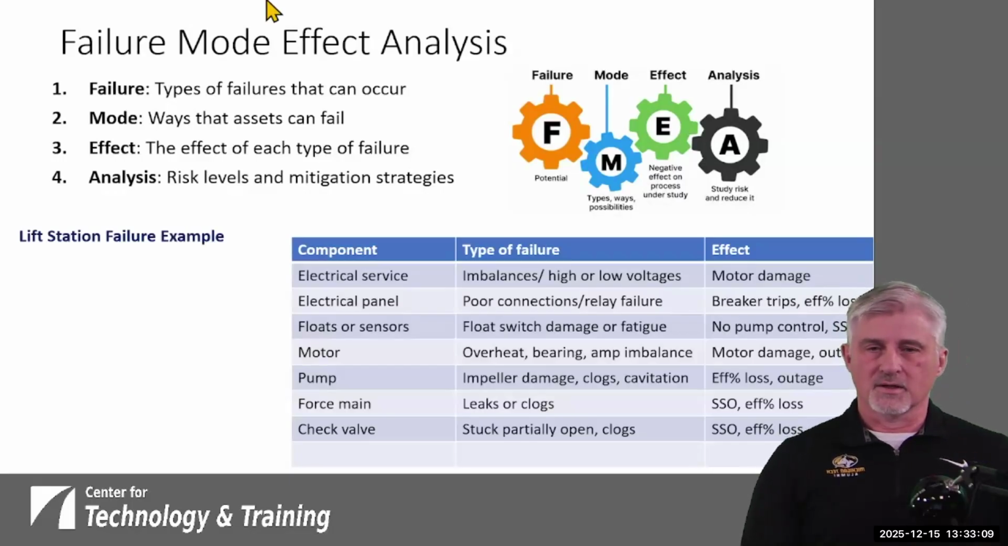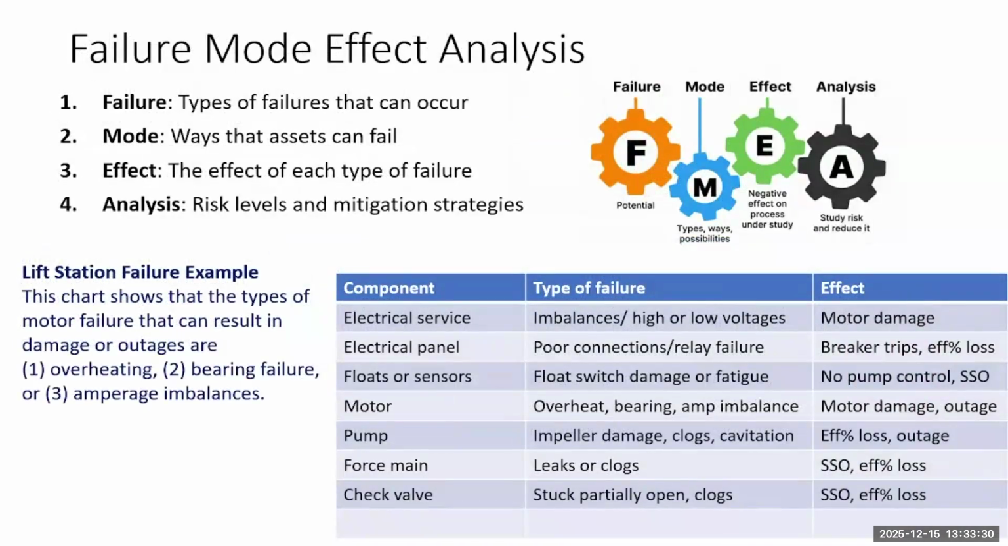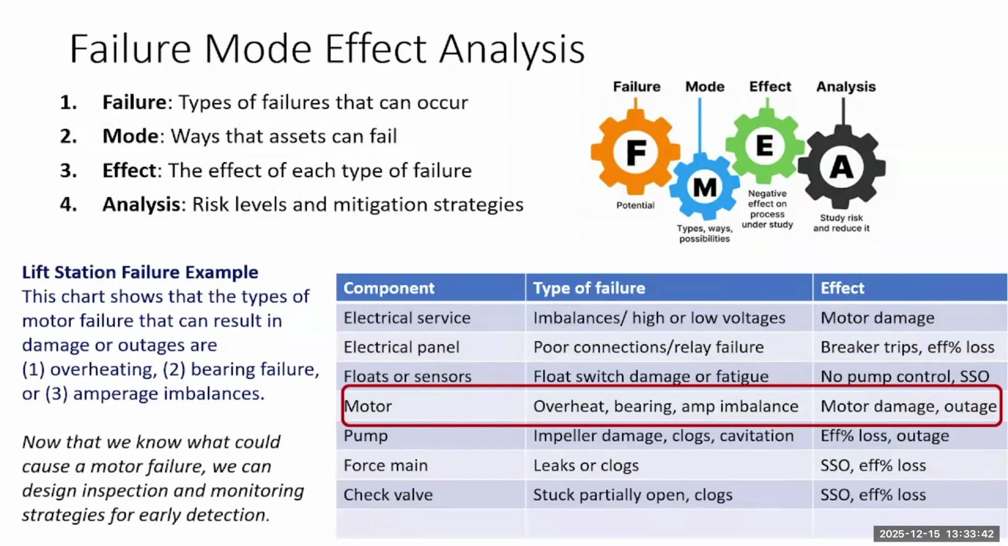So in the example of a lift station, here we have the electrical service. We've got electrical panel, floats or sensors, motor, force main, check valve. What are the different types of failures? We can look at those, and also the effects of each of these. And so, what are the types of motor failure that can result in damages or outages? In this case, overheating, bearing failure, amperage imbalances, and they can result in motor damage or outage. Now that we know we could cause a motor failure, we can design inspection and monitoring strategies for early detection.